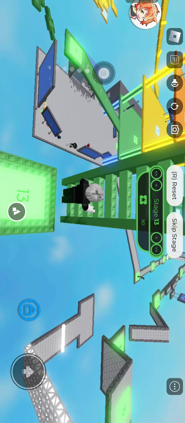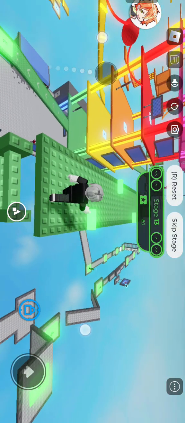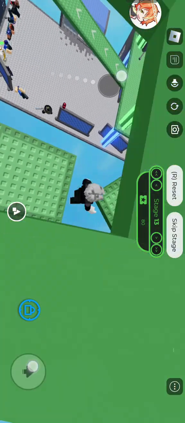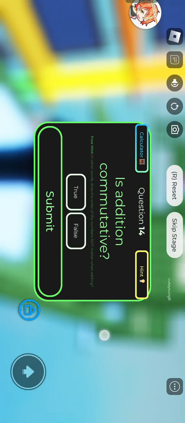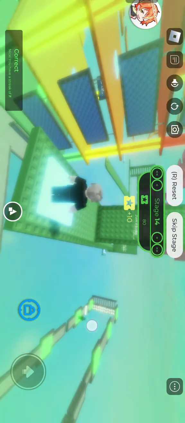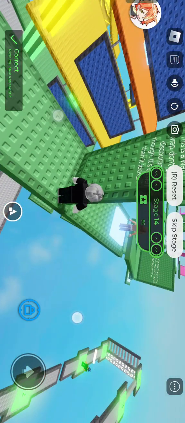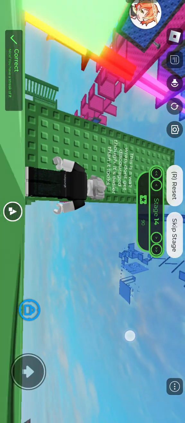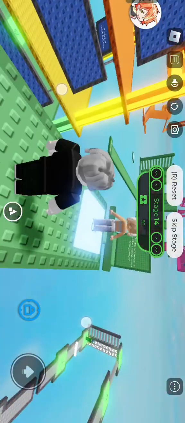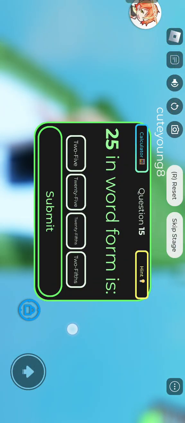Well, so here goes stage 13. Stage 13 is addition commutative. Oh, this is a word wrap. Don't get discarded. Though it looks easy, then it looks. Here goes. Word 35, word form is 25, 25th, no, 25.